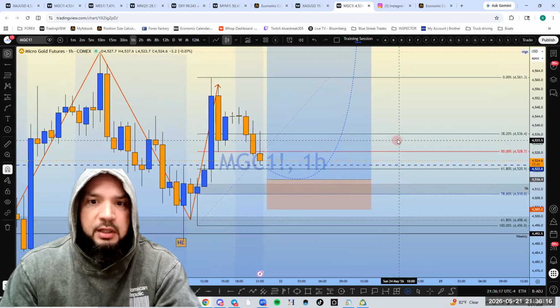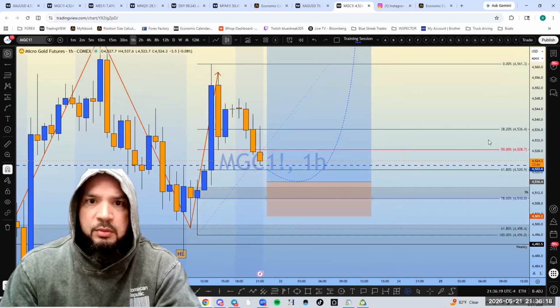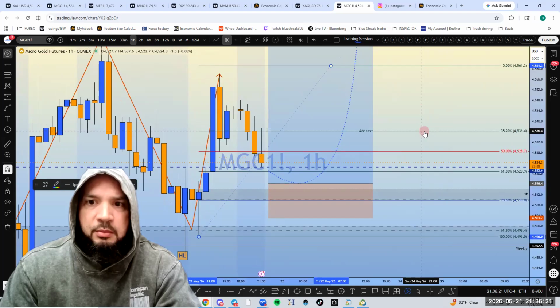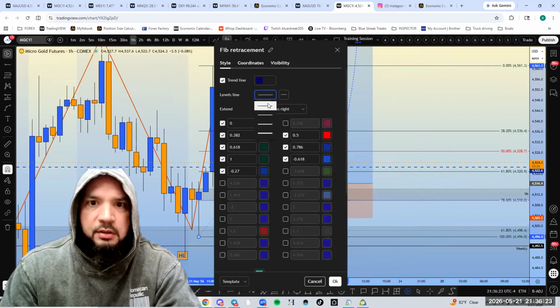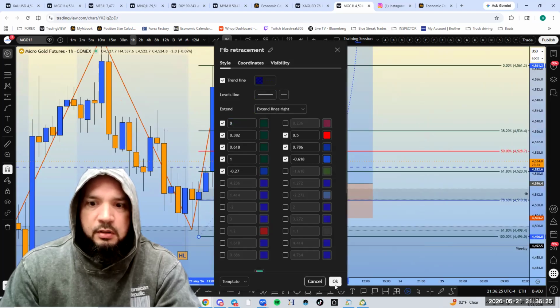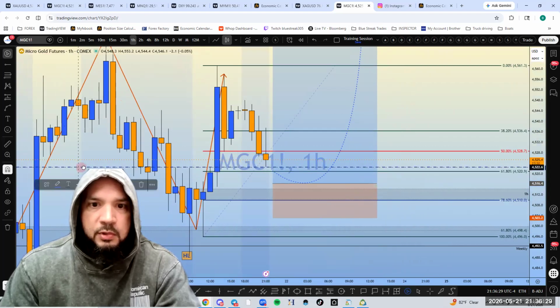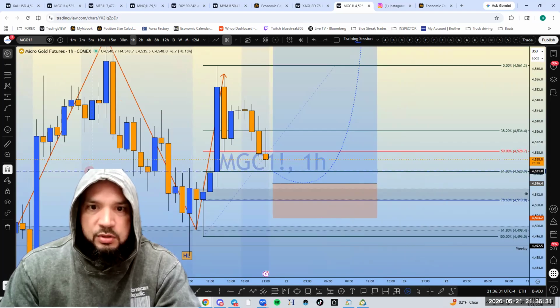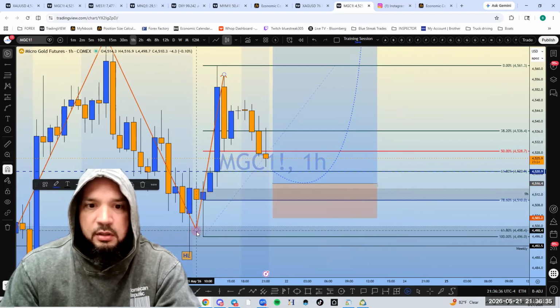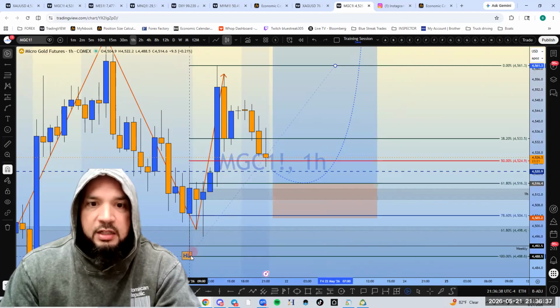Can you see what I'm pointing at? I just want to make sure it's clear. Let me make sure these levels are thicker. The market could want to sit there and use this as the entry. But I have my entry down here.